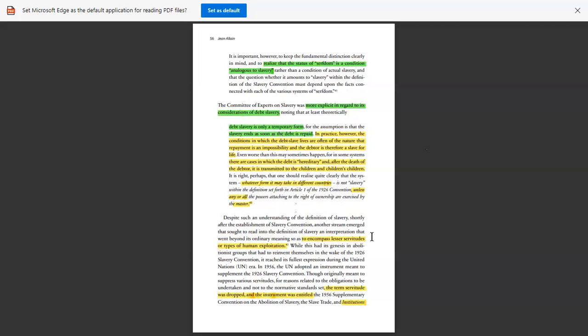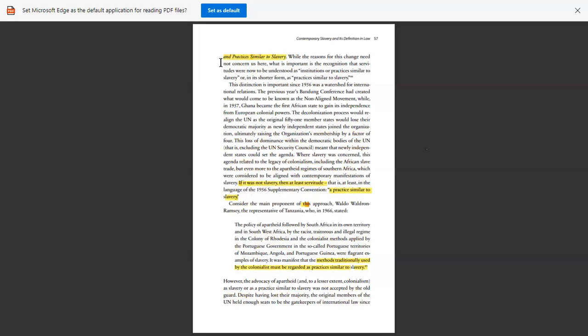So to encompass lesser servitudes or types of human exploitation falls within the ordinary meaning. And so the term servitude was dropped. Go figure, they dropped the term servitude, and the instrument that they created at this particular convention in 1956 was Supplementary Convention on the Abolition of Slavery, the Slave Trade, and Institutions and Practices Similar to Slavery.